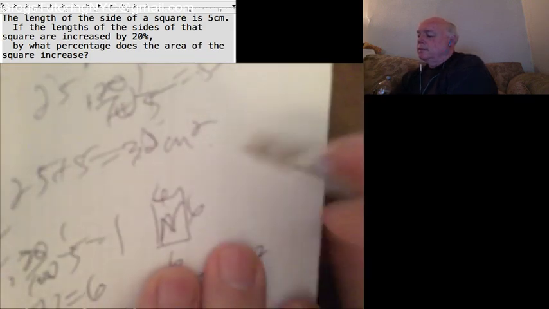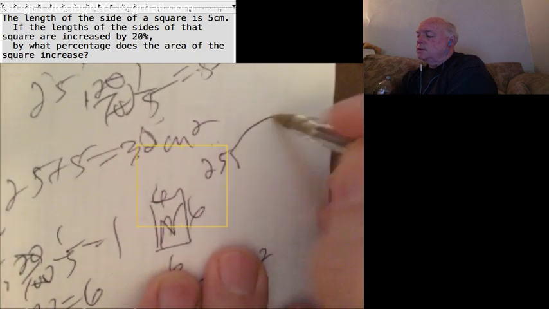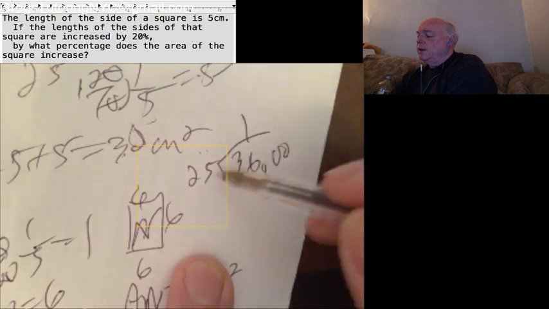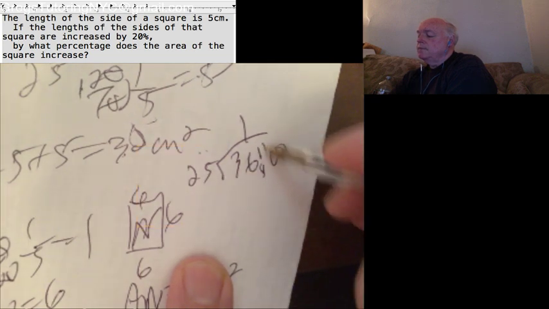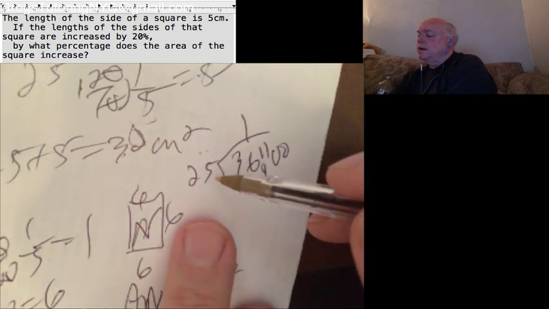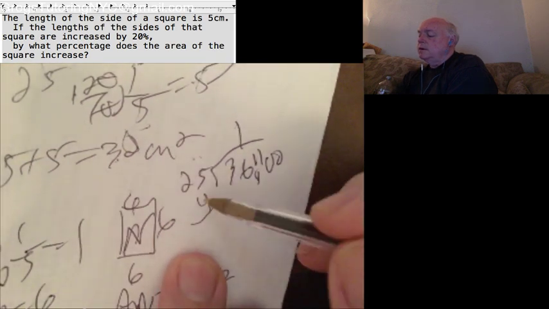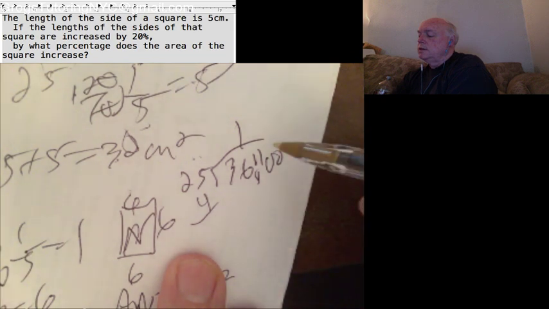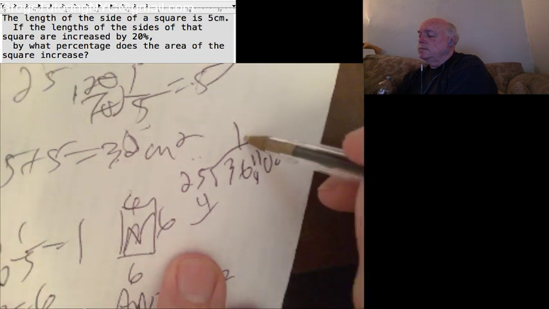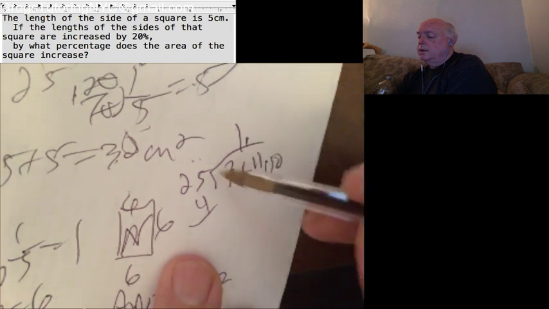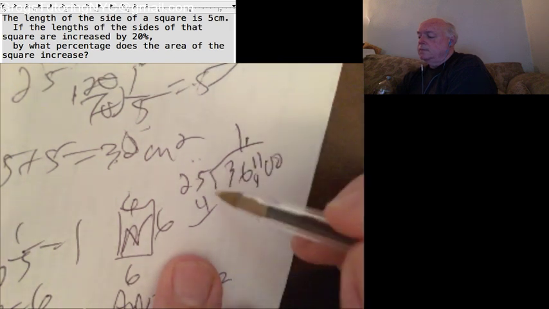So 25 goes into 36 one time, and we get 11 left over. 5 is too big. 4 gives 80, 90, 110. Did I do that right?